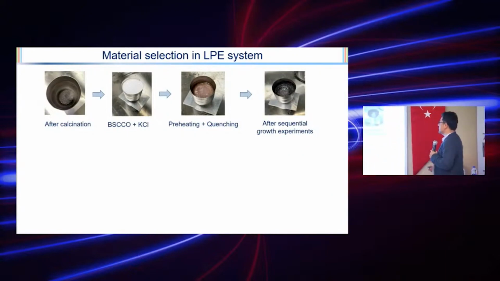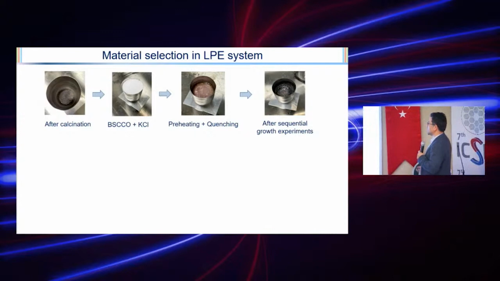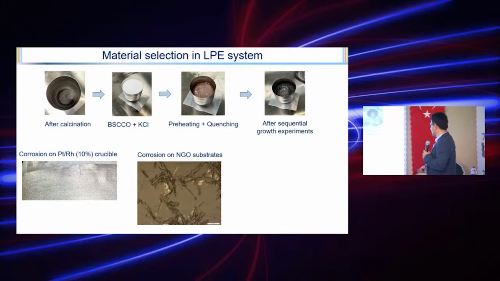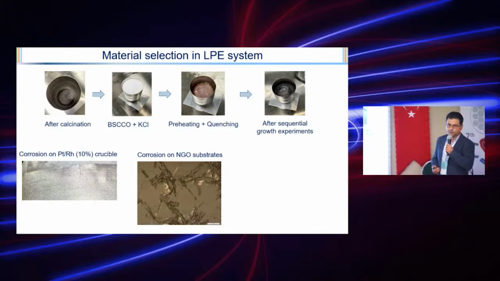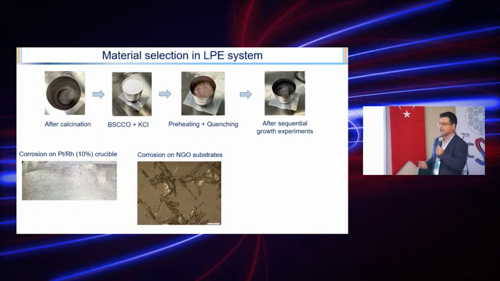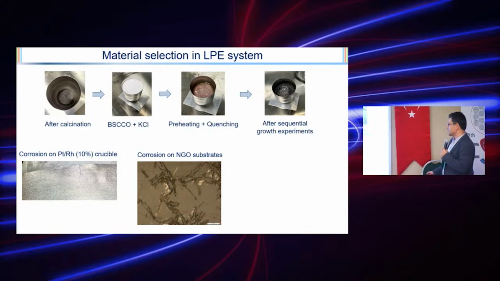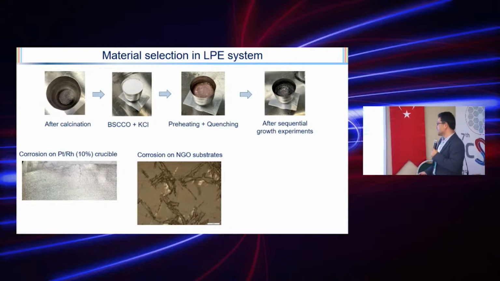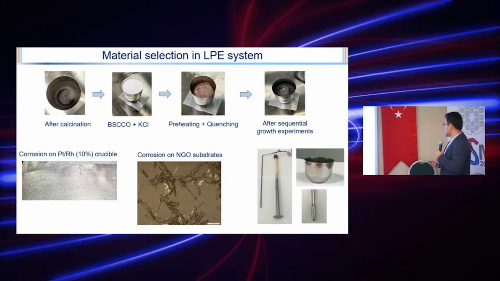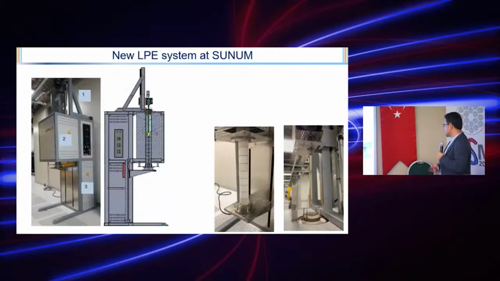And these are some features after calcination, and we put in the potassium chloride, we treat and quench this structure, and then these are after the growth experiment. You have to be careful if you choose this kind of method. You have to select the right materials. These are the corrosion on the platinum rhodium. We found rhodium inside. Also, we used the NGO substrate, and we found gallium inside our structure. And the best one is the MgO substrate. Okay, this is the reason why we need the platinum material.